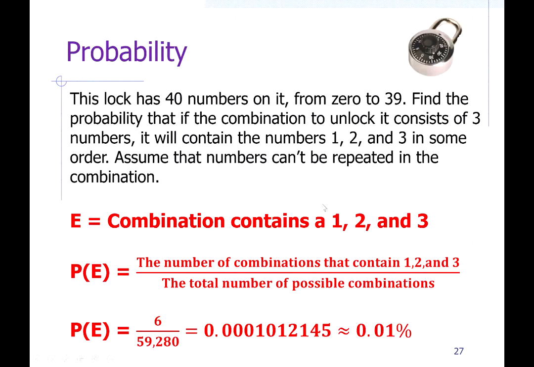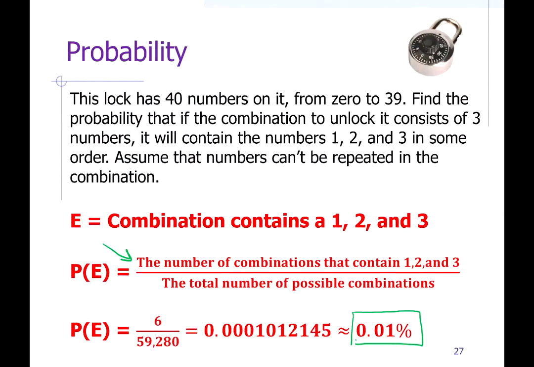Okay, so for probability, the number of combinations that contain a 1, a 2, and a 3, we've got 6 for that. The total possible combinations, 59,280. And we'll pop that into the calculator. 6 divided by 59,280 gives us roughly 0.01%, or 1/100th of 1%, which is about a 1 in 10,000 chance. Not exactly 1 in 10,000, but close.